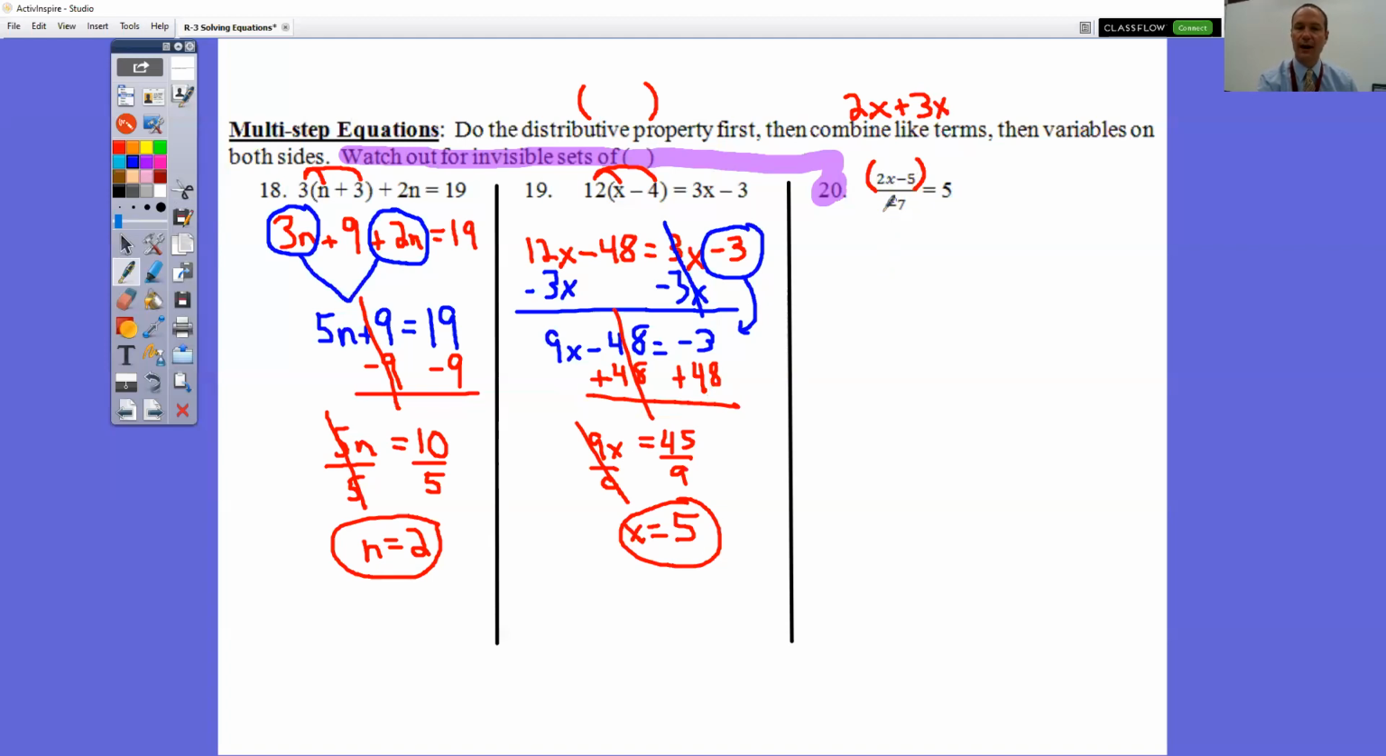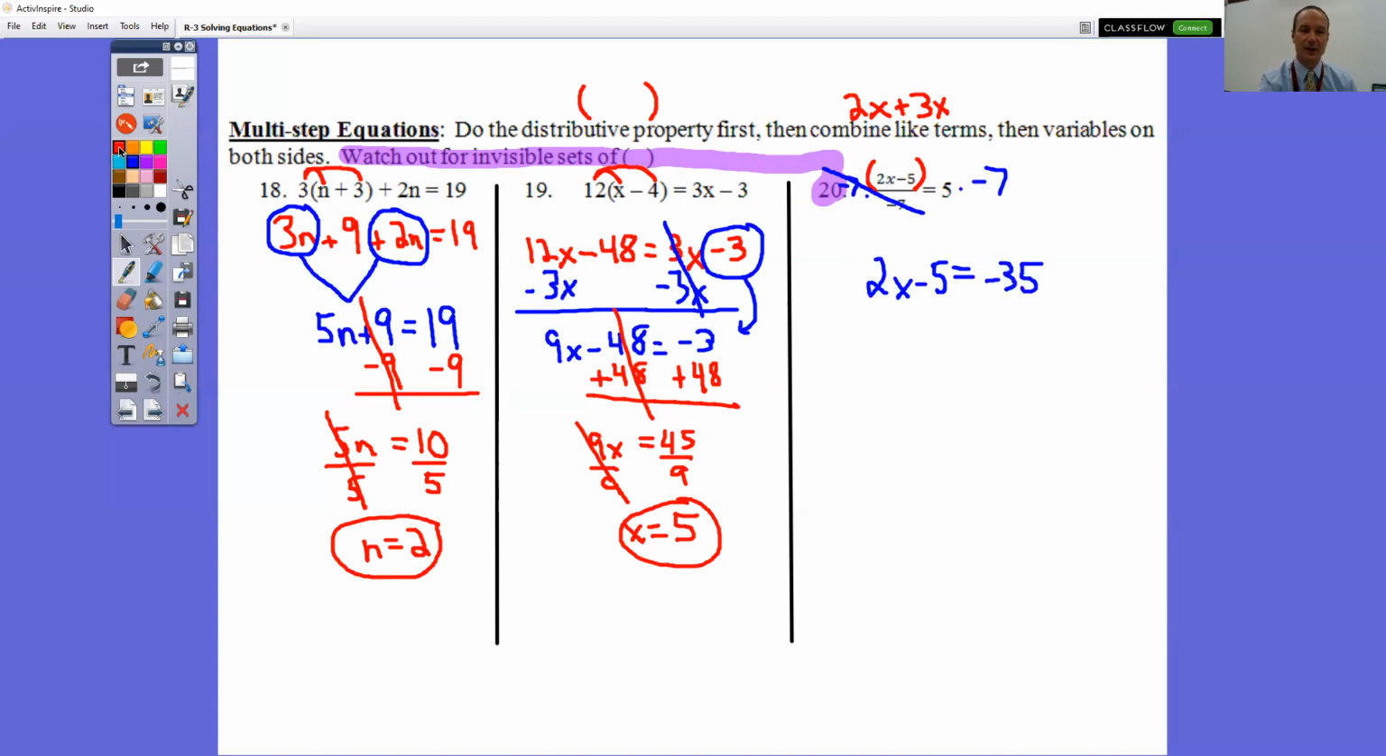What we're going to do is we want to get rid of this -7. We get rid of the divided by -7 by multiplying by -7 and multiplying by -7, because it really had 2x minus 5 divided by -7. So we have to do times -7 so that these cancel out. Bring down your 2x minus 5. Bring down your equal sign. 5 times -7 is -35.